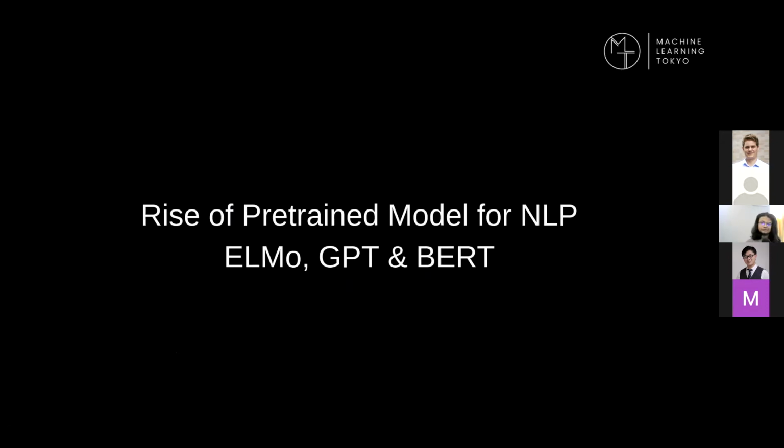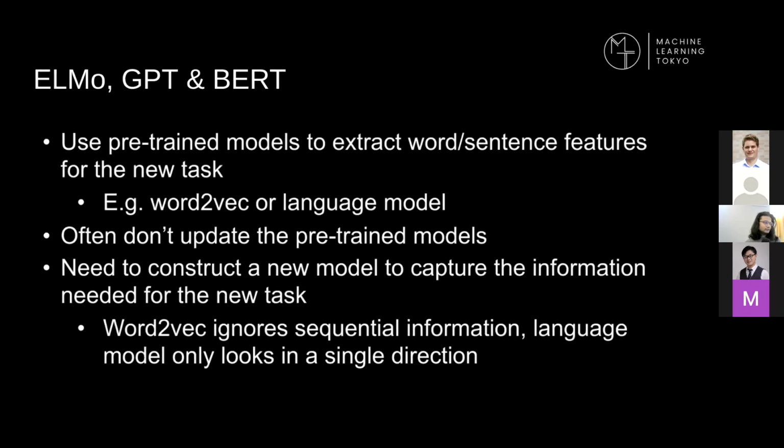So now, because of the rise of transformers, we can look at pre-trained models, right? Until now, pre-trained models for NLP were not that well understood, and essentially you had to train your model for each and every downstream task, or I should say for each and every architecture, and you couldn't do transfer learning as beautifully as you can now because of these great models, for example, Elmo, GPT, and BERT. So basically we use pre-trained models to extract word and sentence features for the new task, essentially, right?